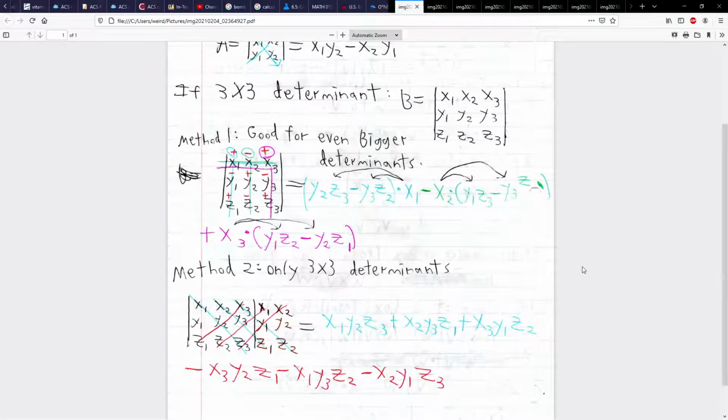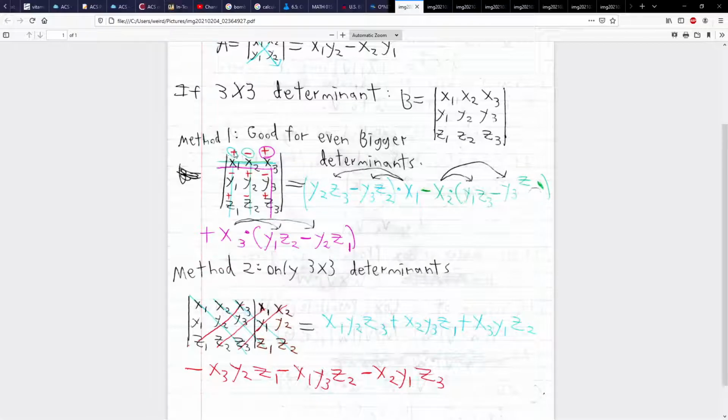Okay, so a 3 by 3 determinant. Then we have x1, x2, x3, y1, y2, y3, and z1, z2, z3. Let's just say we have these, just because this works in general. I'm trying to make this simple. So this method 1 would work for any type of determinant. For any one larger than this, it would work still.